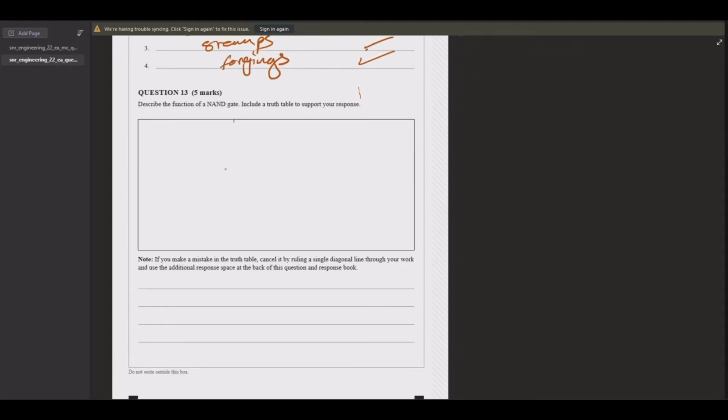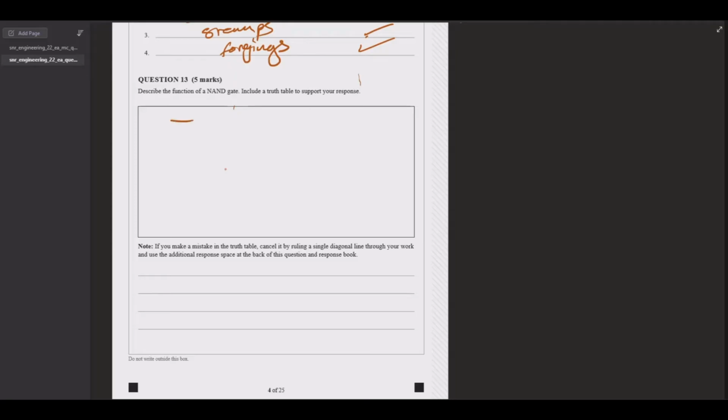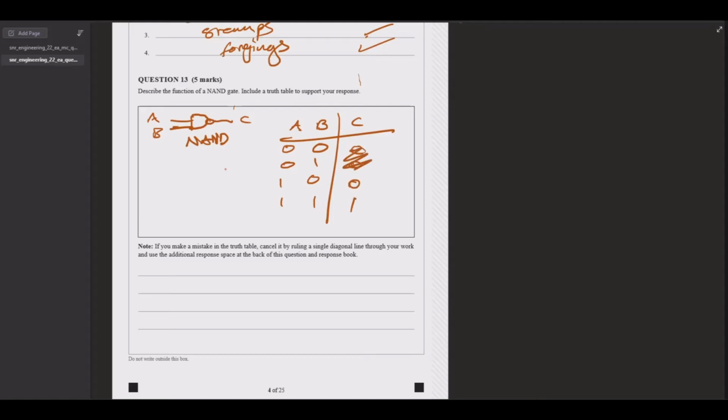Alright, describe the function of a NAND gate. So they might give us a point here for drawing the NAND gate itself and annotating it. We're just saying it's a NAND gate. Describe the function, we'll do that afterwards. Let's label this A, B, and C. Because the NAND gate, it's just going to be the result for AND inversed. So AND is going to be 0, 0, 0, 1, which means that NAND is going to be 1, 1, 1, 0.